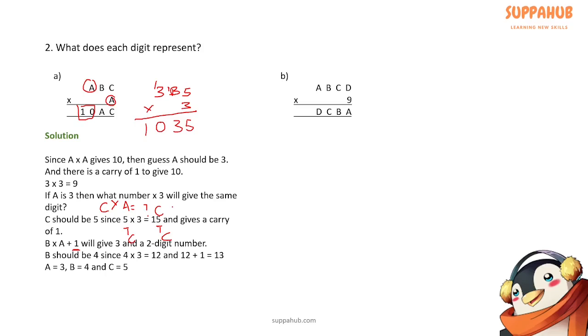Next, let's go to the next question. A, B, C, D times 9 gives you D, C, B, A. Okay. So let's look at the possible solution. Since A times 9 is a single digit, okay? Means A times 9, right? This thing here.